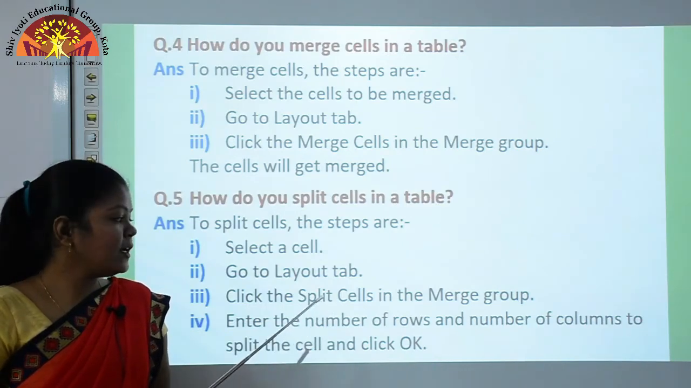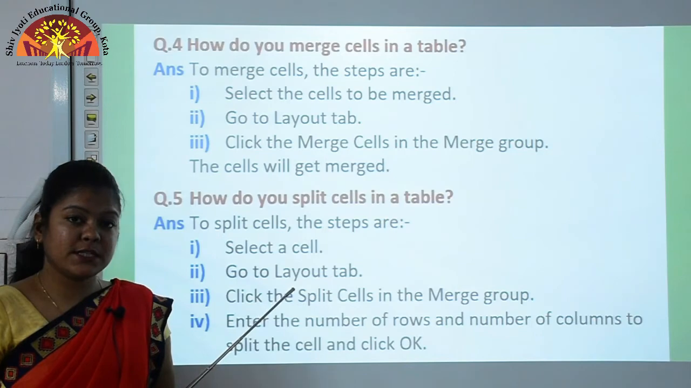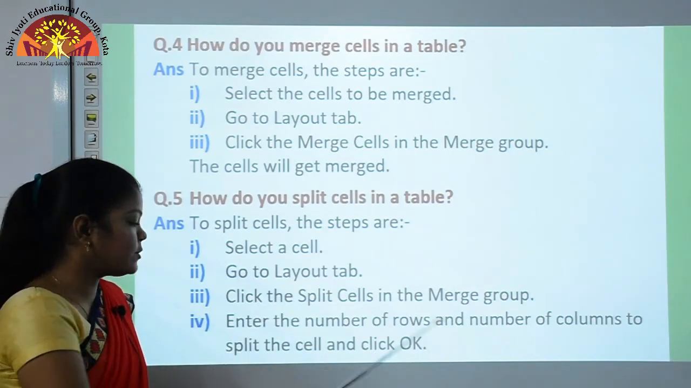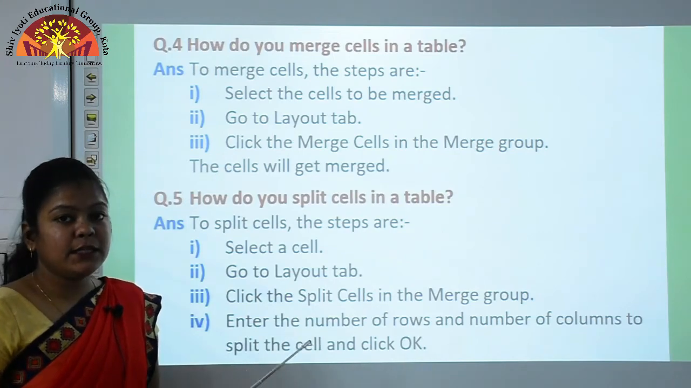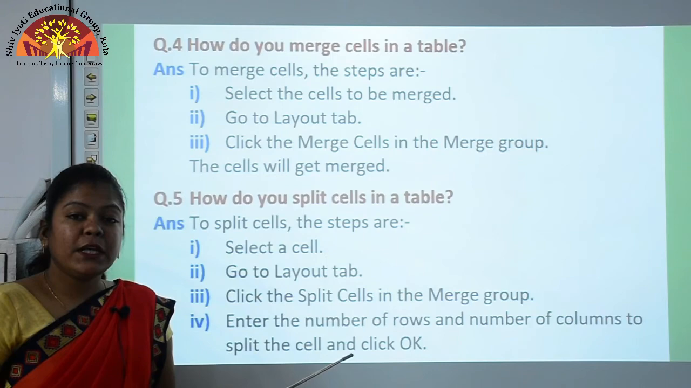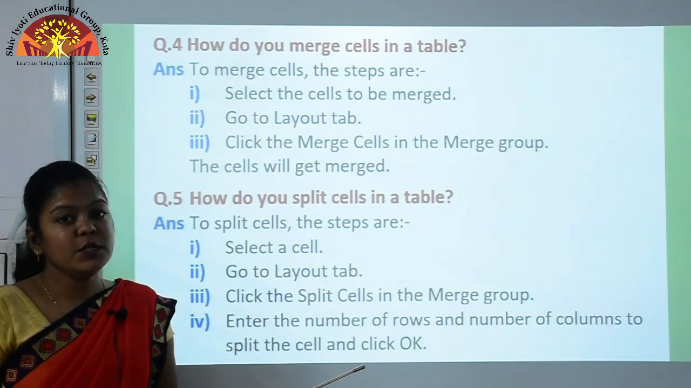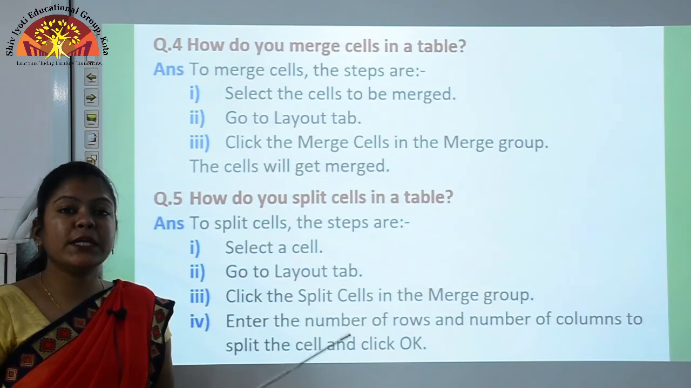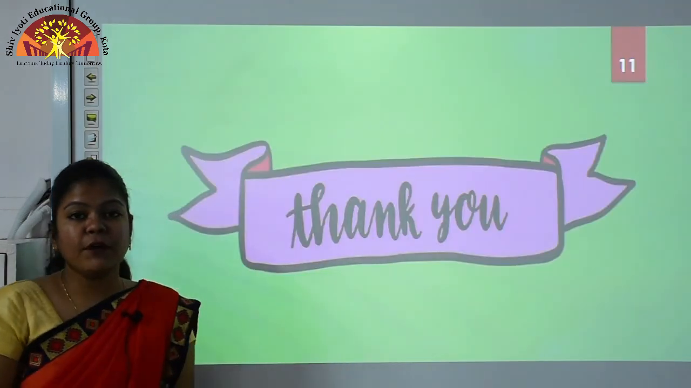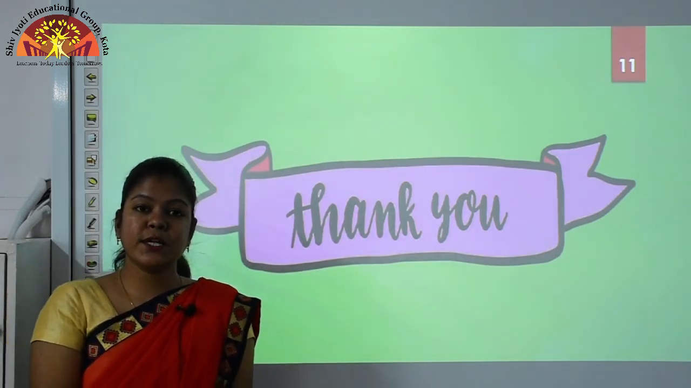Students, when you click on the split cells option, then the split cell dialog box appears on your screen. Here you have to enter the number of rows and number of columns to split the cell, then click OK button. Then your selected cells will get split in the defined number of rows and number of columns. So students, this is the way to split a cell in a table. Okay, I hope you have understood the book work and the copy work of this chapter. Thank you students, have a nice day.